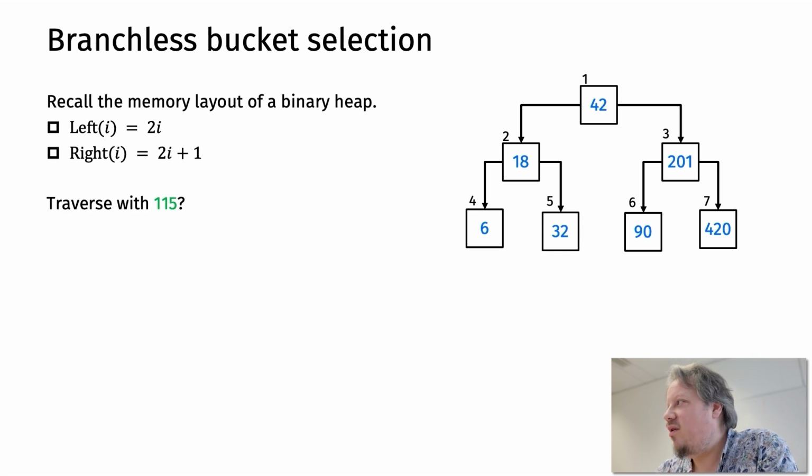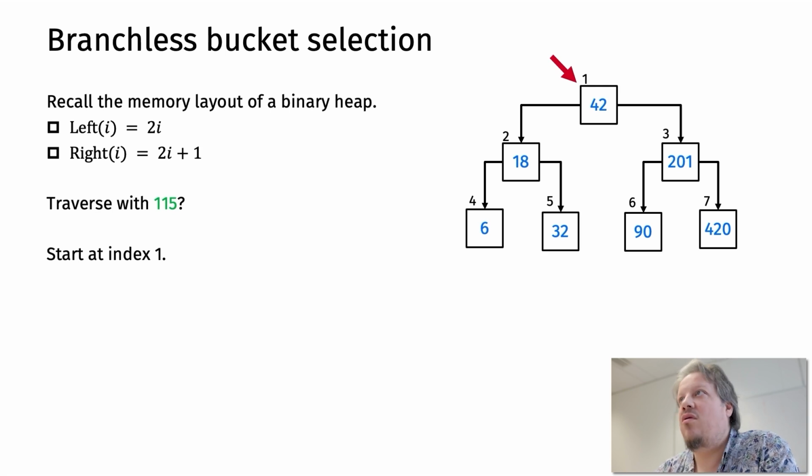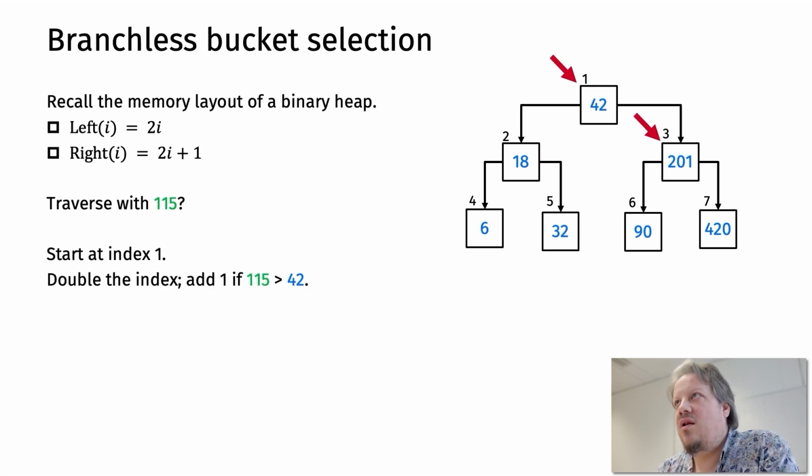Well, we always start at index 1, and then we want to compare with that element. If we are smaller, we go to the left, and if we are larger, we go to the right. So what happens to the index that we should look at? Well, it always doubles, and then if we are larger, we add 1. 115 is larger than 42, so we do add the 1, and we go to index 3.